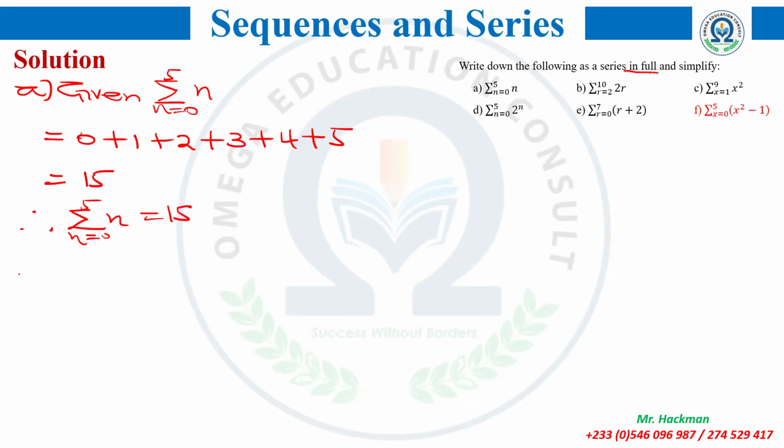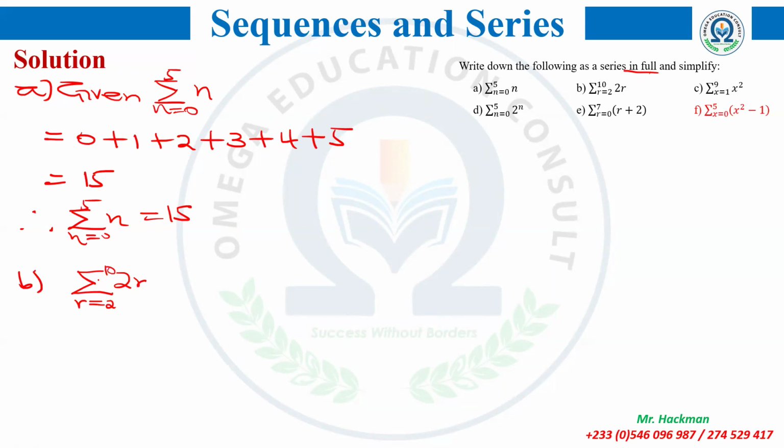Okay, so B. When you are moving from one sub question to another sub question, that's where you leave at least a line, maximum 2 lines, but 1 line will do. So here, that's where you leave a line. This time around, I'm not going to write the given. I'm looking at summation of 2R, R starting from 2 and ending at what? 10.